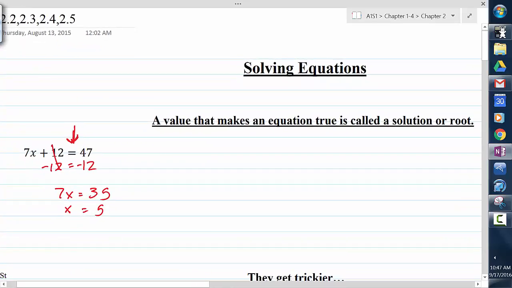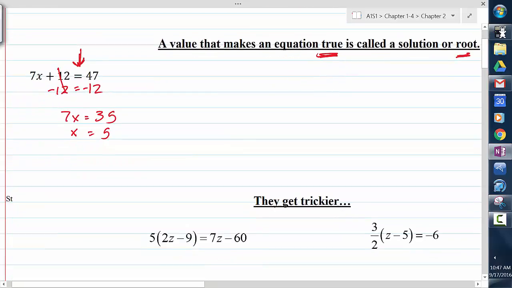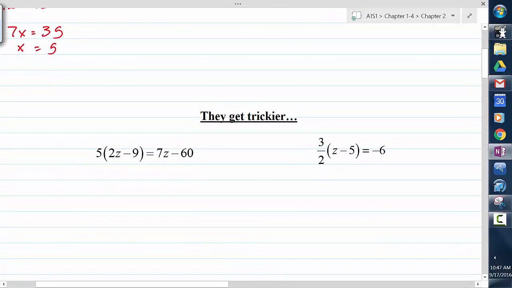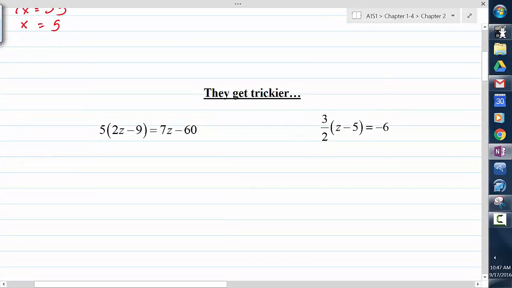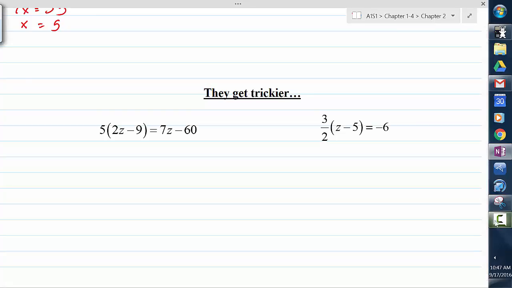Now, what I will say is that the value that makes an equation true is called a solution. And when you get higher up, it's called a root. When you get to algebra 2, pre-calc, and stuff like that, they'll use that even more. Now, things can get a little bit trickier. So say these two problems right here. I'm going to solve these problems. I think you should try and solve these two problems too, and then compare, and I'll explain a little bit when I get back. So go ahead, pause the video and solve these problems and see what you get.